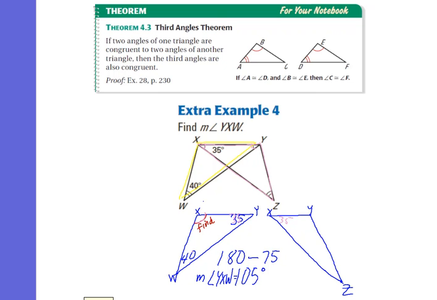In this one, let's see. We have a funny looking shape that's kind of made out of two big triangles here. And we're supposed to find the measure of YXW. YXW, where is that? This angle. To do that, we're going to have to find that piece, huh? Or we could find that whole angle there.